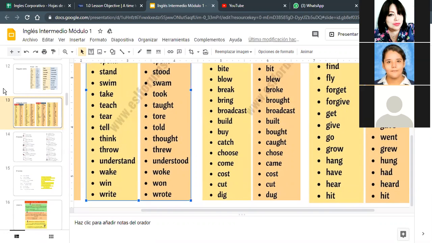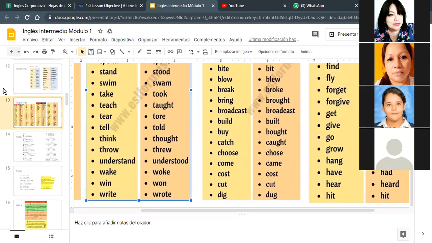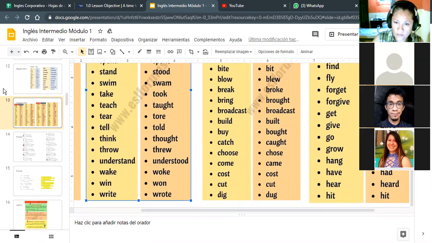Cost is about money, right? It's about checking what is going to be the cost of something. So cost is going to be for Flora. My cell phone cost me a lot. Cut is also very easy. It's to cut, right? That is going to be for Marilyn. Okay, I cut the airplane. Okay, very good.